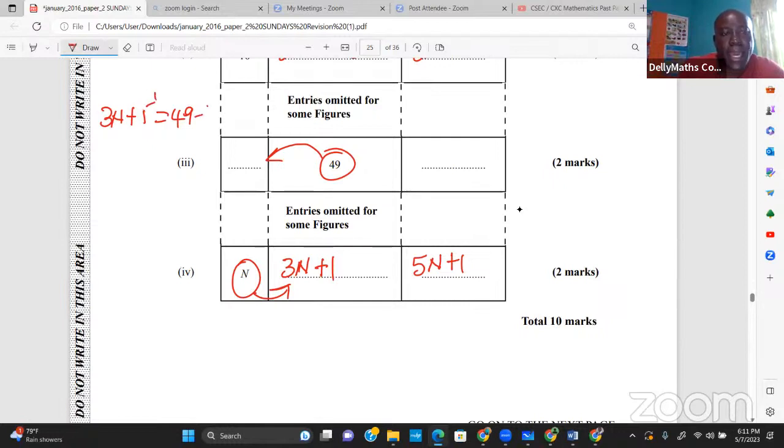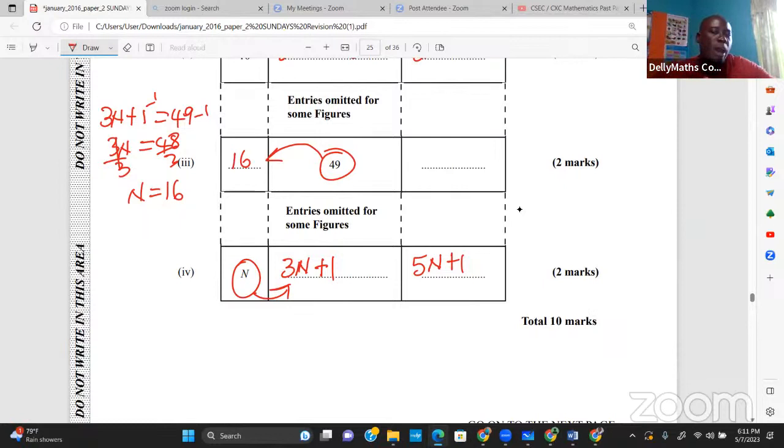Subtract 1 from both sides. So 3n is equal to 48. Then you divide by 3. So n is equal to 16. So you see that? We get the 16. So we could use it to go forward.